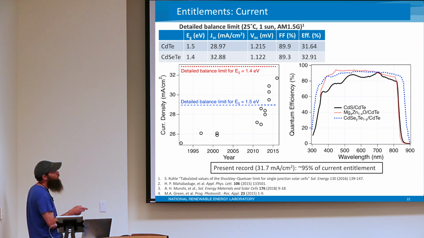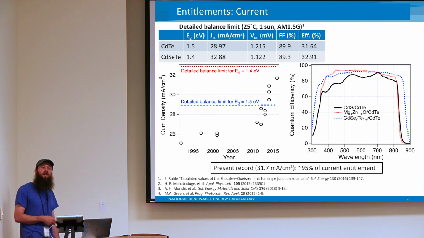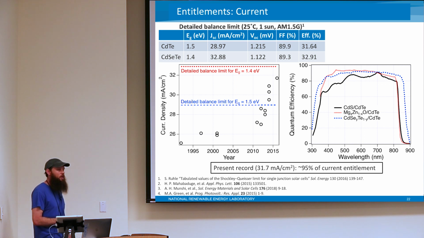Okay, so in this red curve, you see the elimination of cadmium sulfide in the device. So this particular one is MZO. There are other strategies that could be used, but now this does not have parasitic absorption. So you've improved your current. But you have not actually improved it past this detailed balance limit.